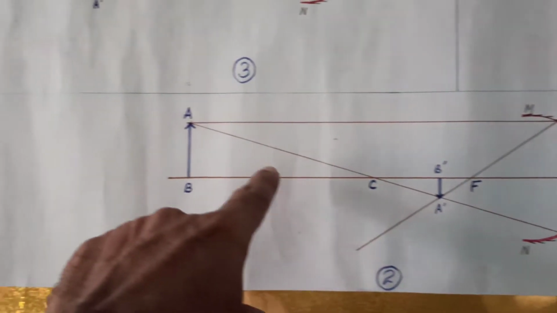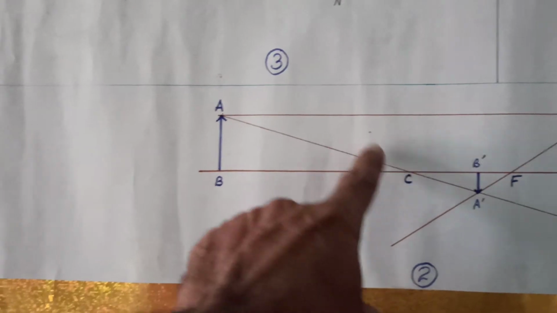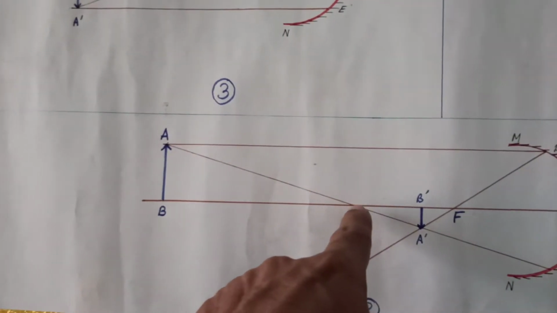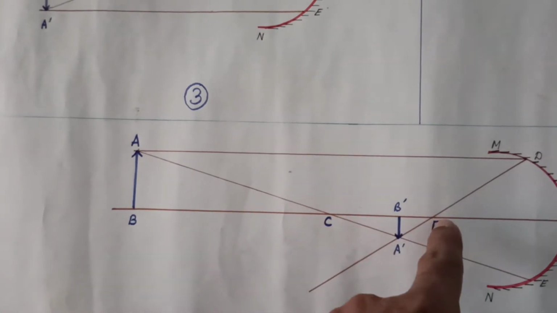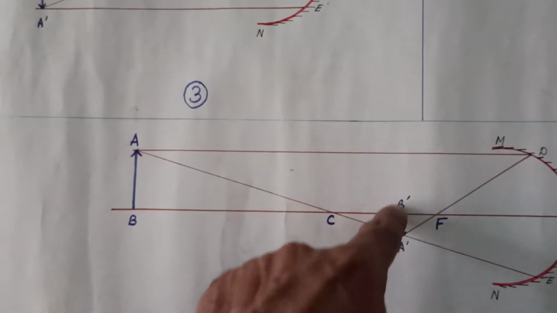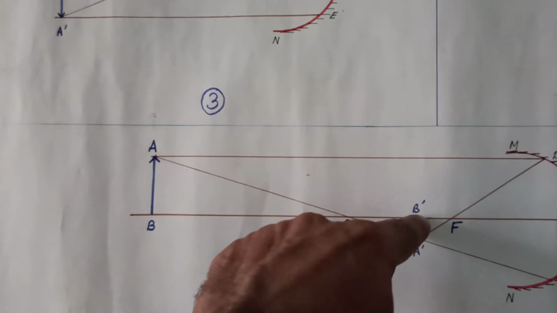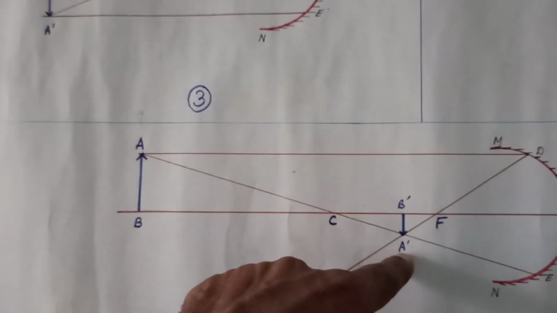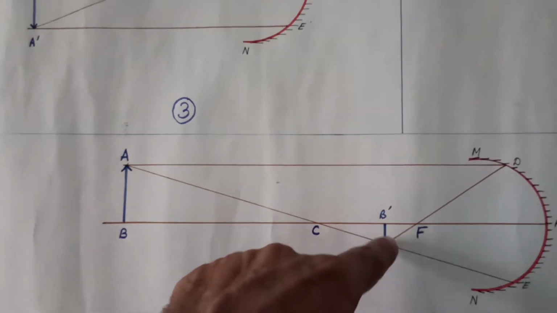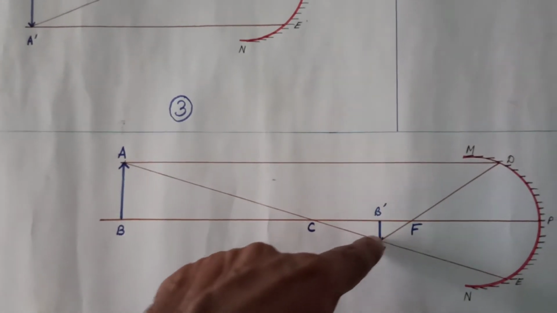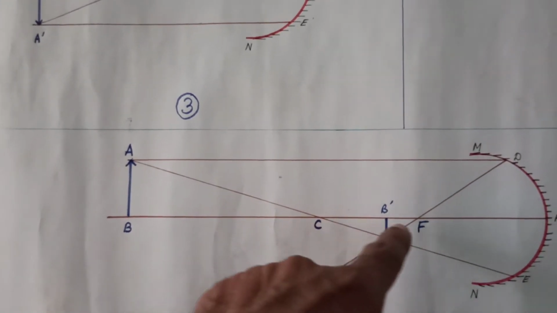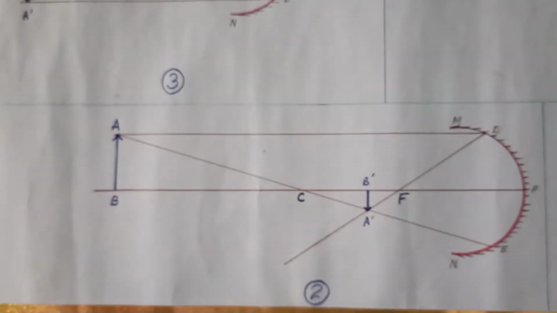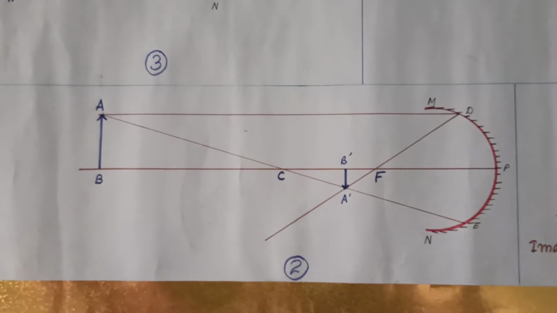When the object is placed beyond the center of curvature, then the image which is formed is between center of curvature and the focus. That is, you can see this AB which is below the principal axis. This is inverted. This is inverted image, and the position of the image is between center of curvature and the focus. And the nature of the image is real and inverted.